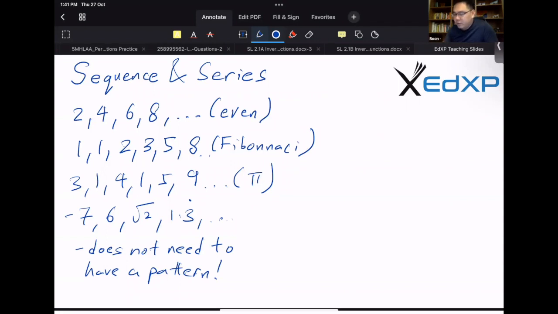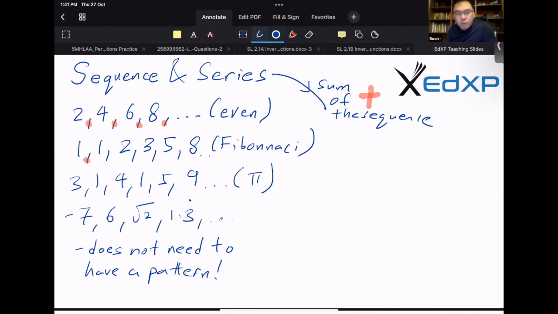Okay, for a series, it's much more straightforward. Series will be the sum of the sequence. Okay, so instead of putting a comma here, all these commas, you can change it to a plus. Okay, I think you guys understand what I mean.